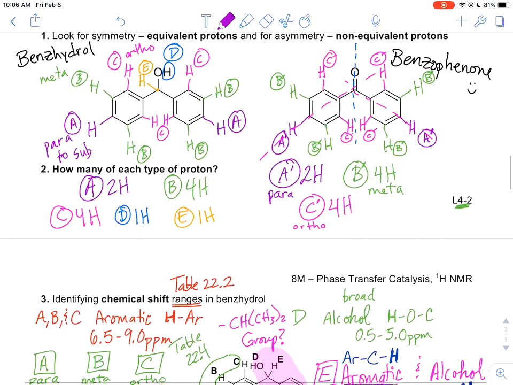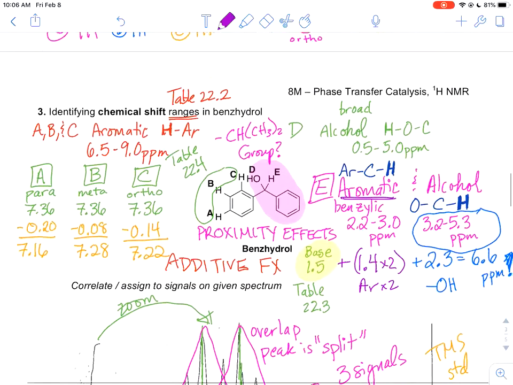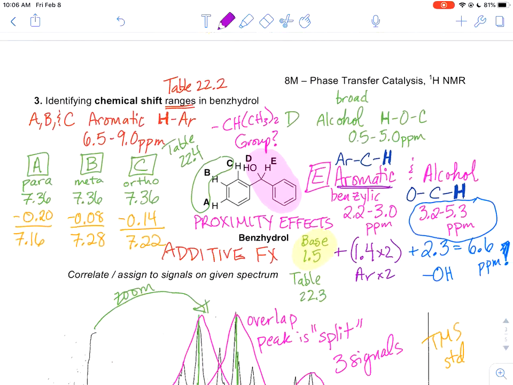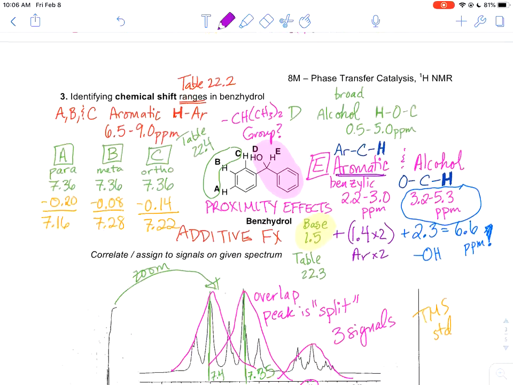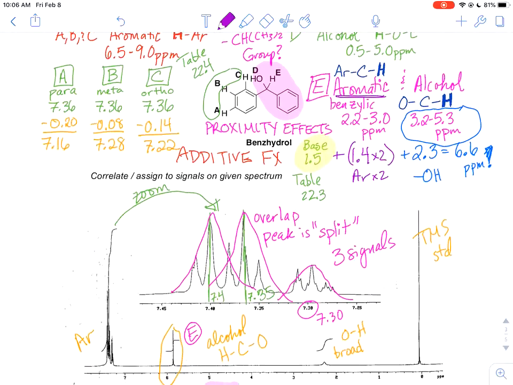I wanted to go over just briefly, without actually adding anything, and highlight a few things of what we actually went through, like the order of operations that we went through in order to assign all of the signals. Here's what we're actually trying to do. We're trying to make some sense of the spectra down here. So we're trying to assign each and every one of those signals to a set of protons on benzhydrol. So which one is A, which one's B, which one's C, which one's D, which one's E.